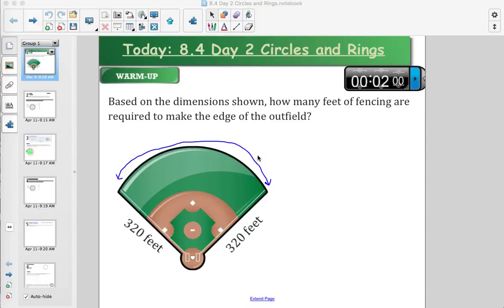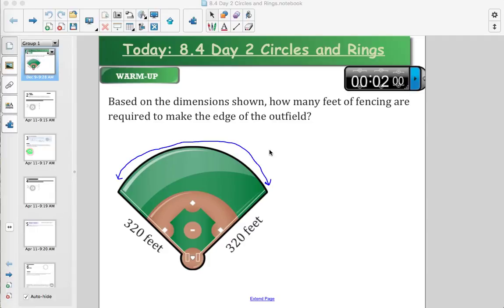Hello everyone. Sorry I couldn't be here today, but as far as starting off today, yesterday you looked at the first section of 8.4, which is on investigation of the properties of circles, things like diameter, radius, and circumference and area of circles. So we looked at that yesterday.